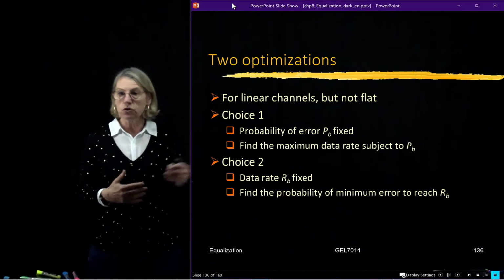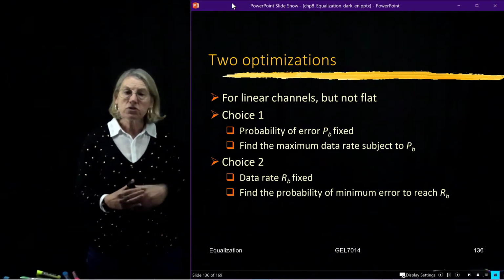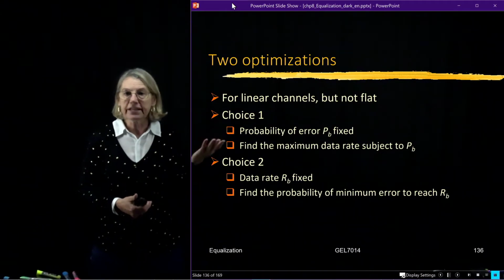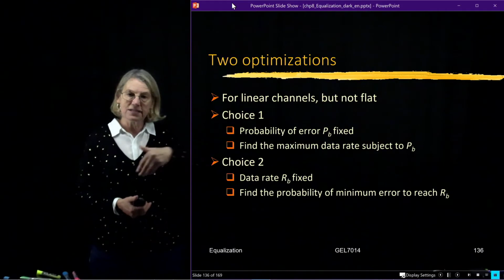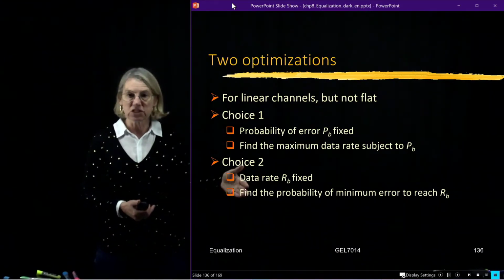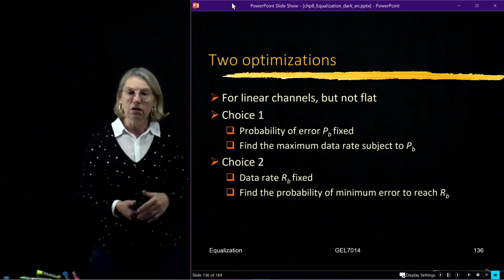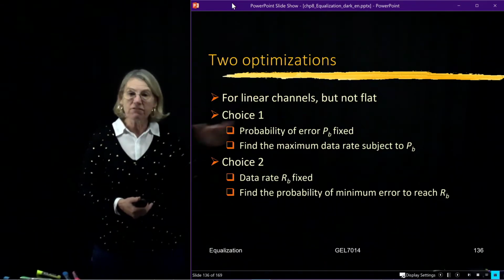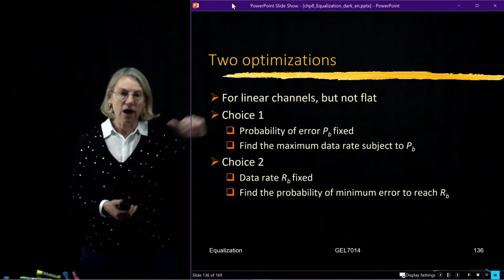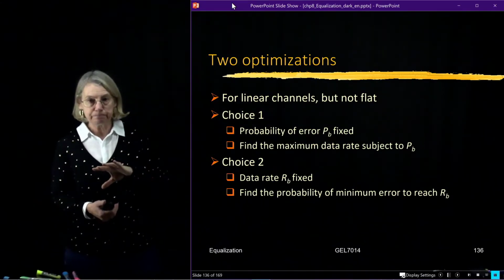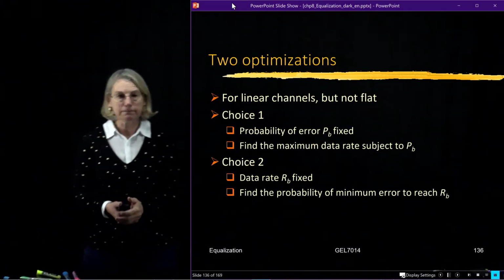So these are the two choices we'll be discussing. First of all, this approach is for linear channels. We assume that the only impairment they encounter is the frequency response of the channel, which makes it unequal per subcarrier. So it's not flat, but it is a linear channel. It is fully described by the frequency response of the channel.